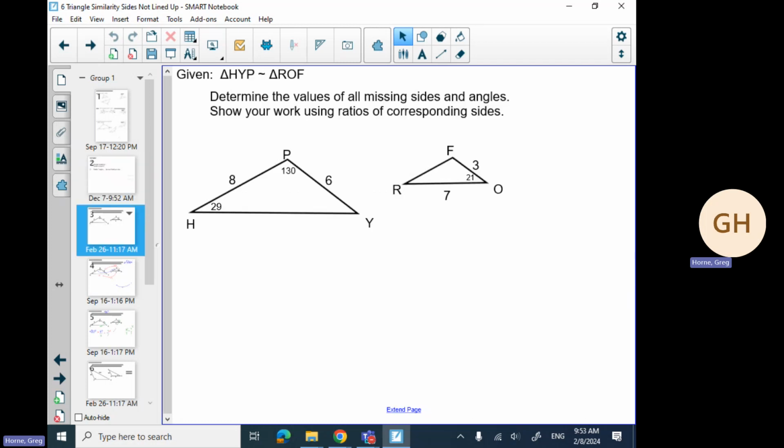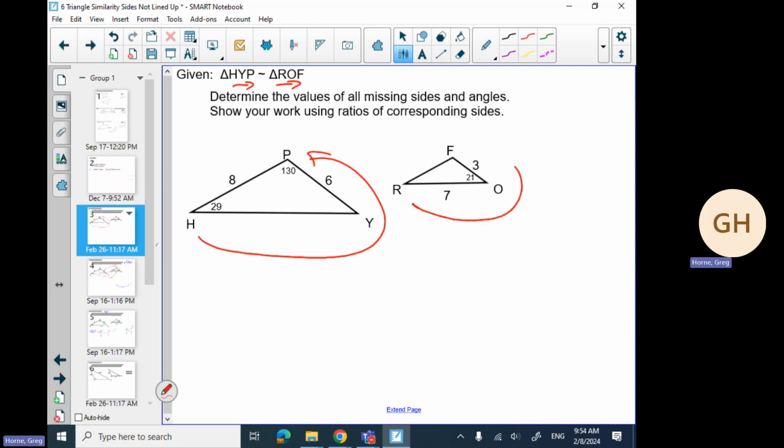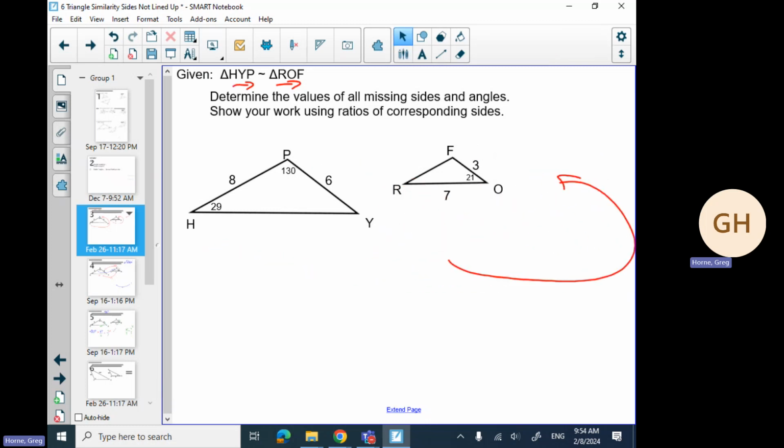When they are lined up nice, of course, you can look at this and you're told that HYP is similar to ROF. So HYP, ROF. Yep, they are lined up. Good to go. And if you want to move that to the side, it's okay, so it doesn't make the diagram harder to see. If you look here, you can see easily that you've got corresponding sides there. And then if you're looking for, say, this side here, you can see the corresponding side there.